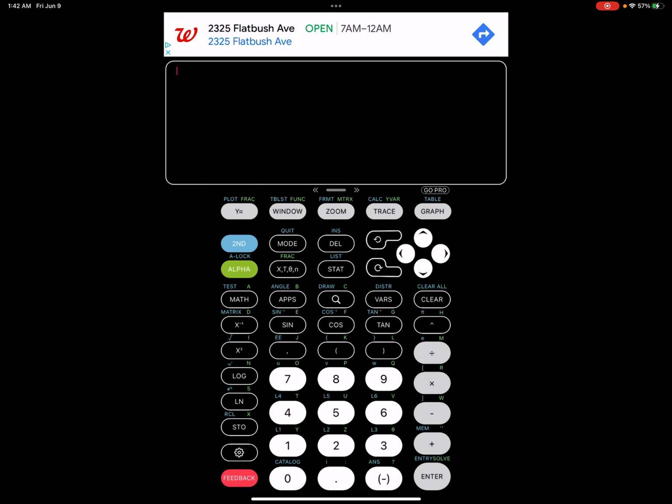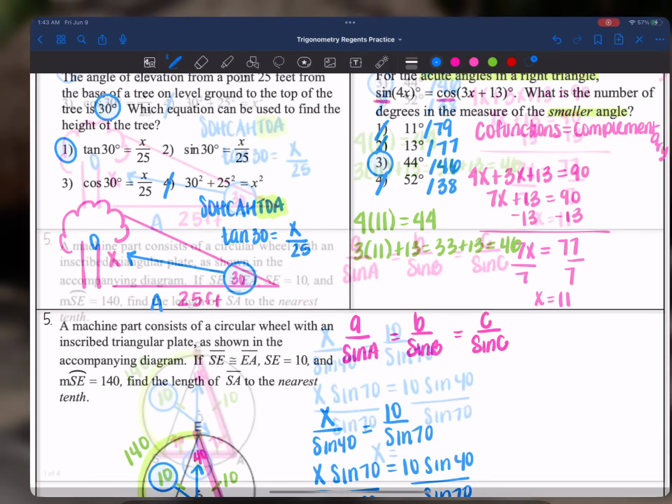So I'm going to go into my calculator, and I'm going to type alpha, y equals, enter. And then I'm going to type in 10 sine of 40. And I'm going to divide that by the sine of 70. And I'm going to press enter. And they asked us to find the length to the nearest tenth. So that length is going to be 6.8.